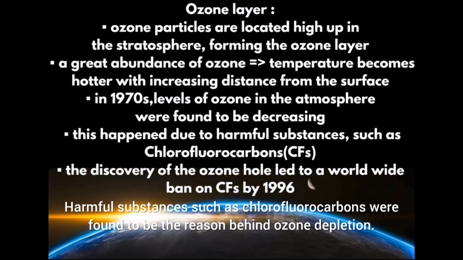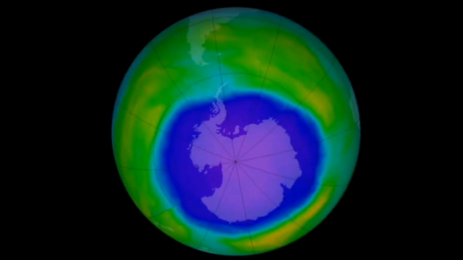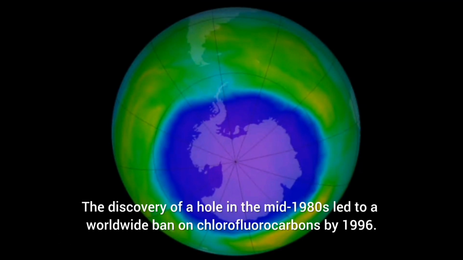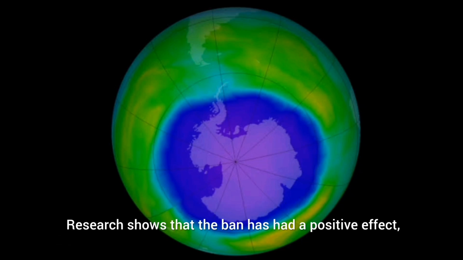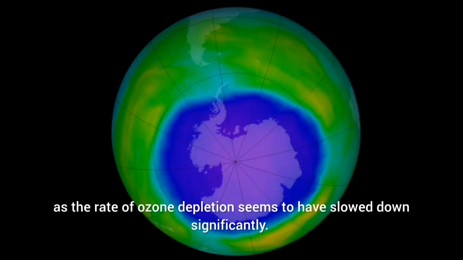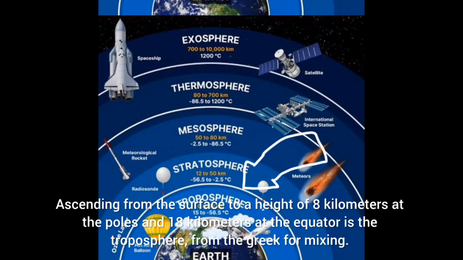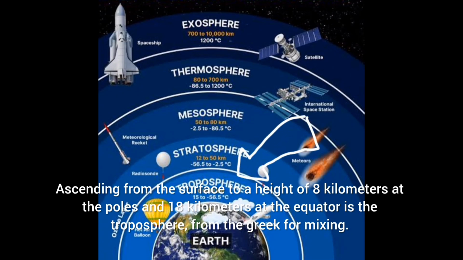Harmful substances, such as chlorofluorocarbons, were found to be the reason behind ozone depletion. The discovery of a hole in the ozone layer in the mid-1980s led to a worldwide ban on chlorofluorocarbons by 1996. Research shows that the ban has had a positive effect, as the rate of ozone depletion seems to have slowed down significantly.